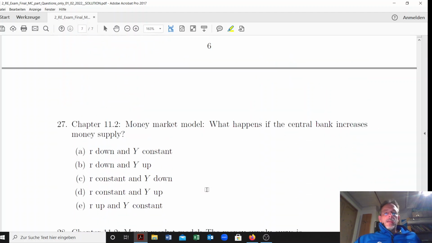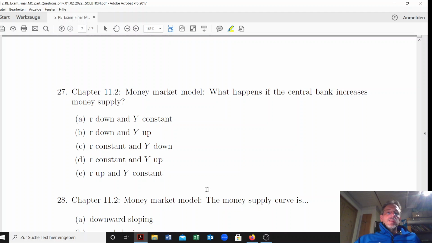27. Money market model. What happens if the central bank increases money supply? The interest rate will decrease, so R down, and GDP is constant, because in chapter 11.2, Y is an exogenous variable. So GDP is exogenous and cannot change. Y is constant in part 11.2. Also here, we covered this model not in detail, therefore it is very unlikely that this kind of question will pop up.